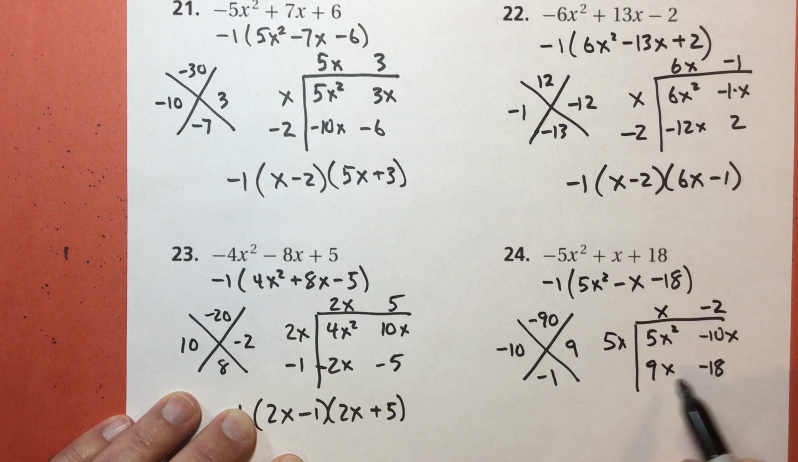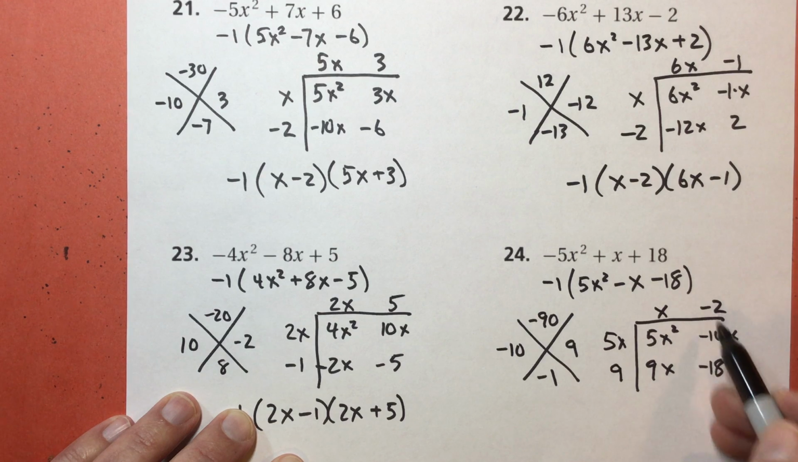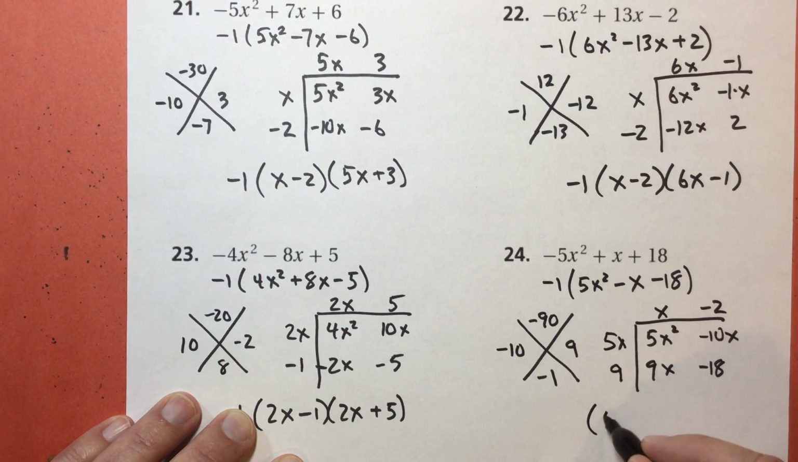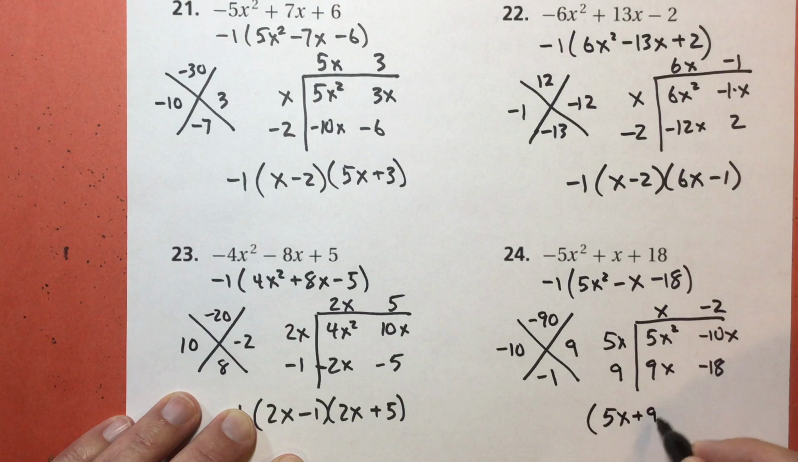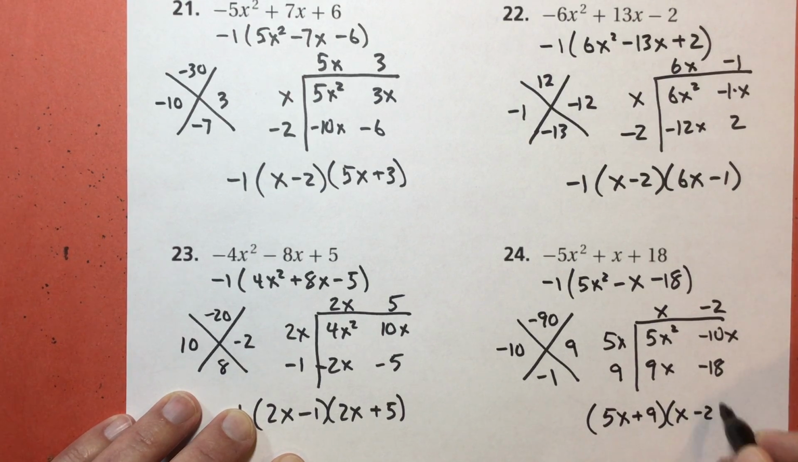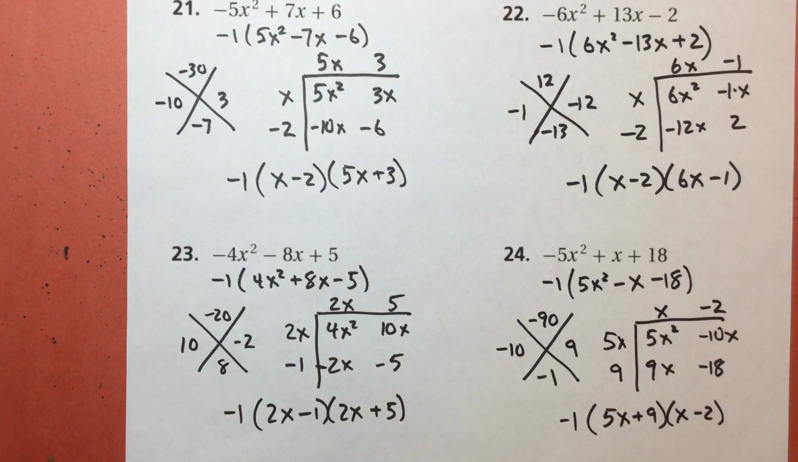My common factor across the bottom row is going to be 9. 9 times x is 9x. 9 times negative 2 is negative 18. So 5x plus 9 times x subtract 2, and don't forget the negative 1.